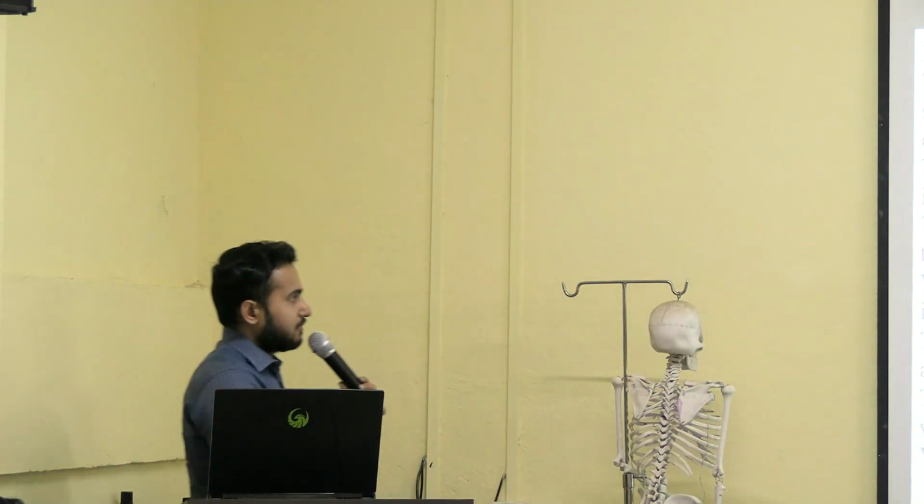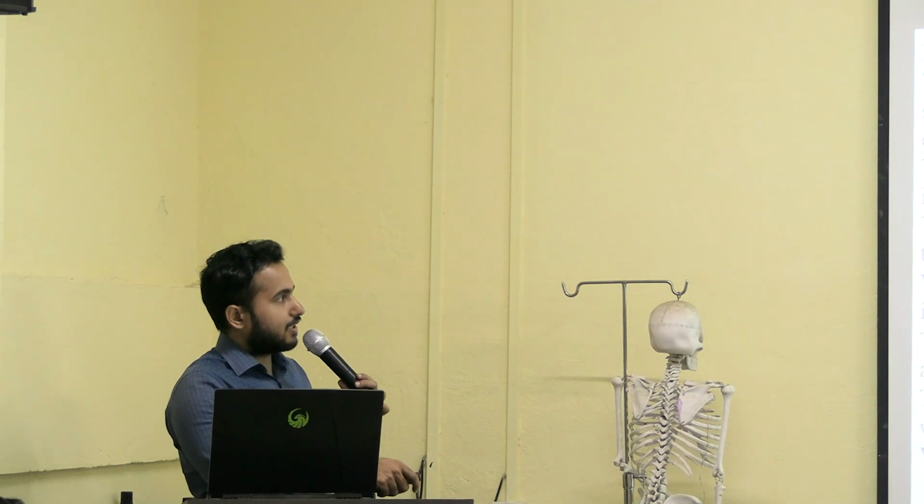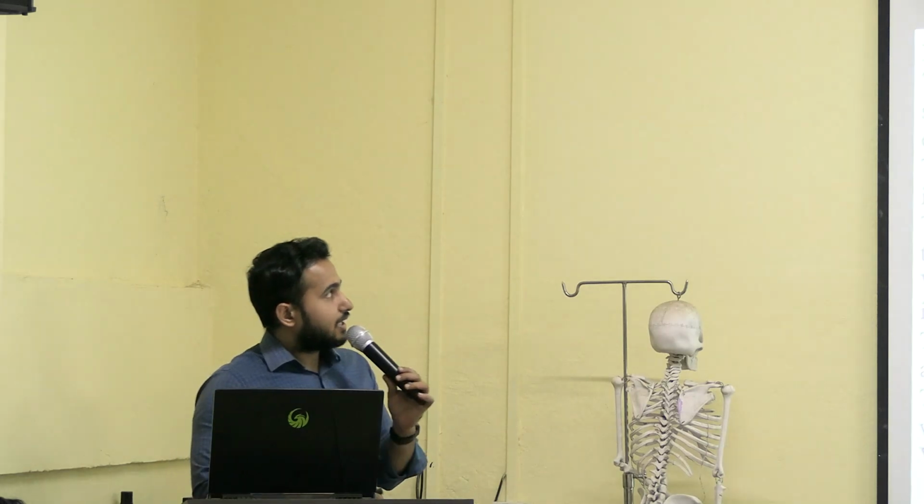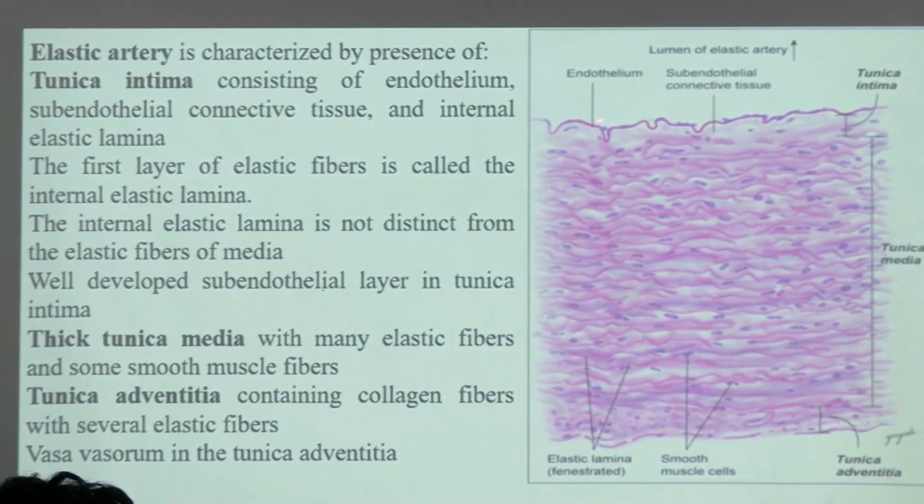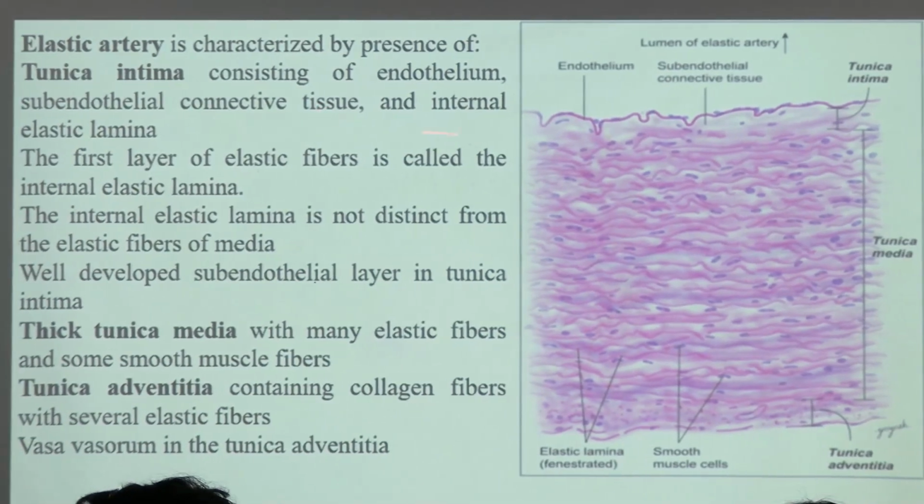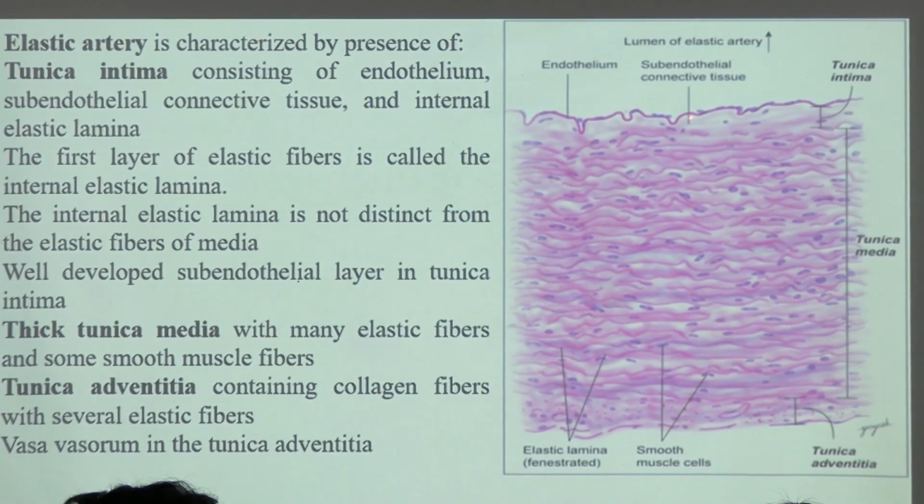Now here is the diagram. So you can see the diagram. In the case of elastic artery, first of all the tunica intima is there, where the endothelium is. You can see this is the endothelium, then the subendothelial connective tissue. This is the subendothelial connective tissue.